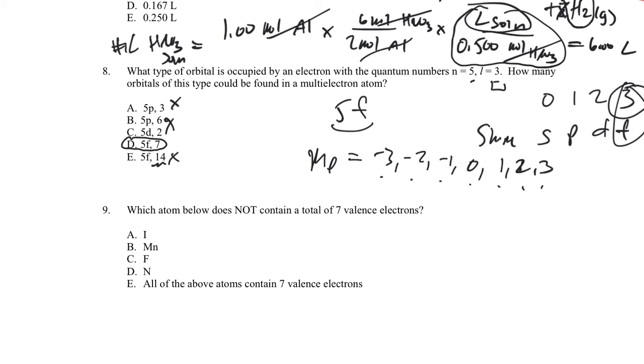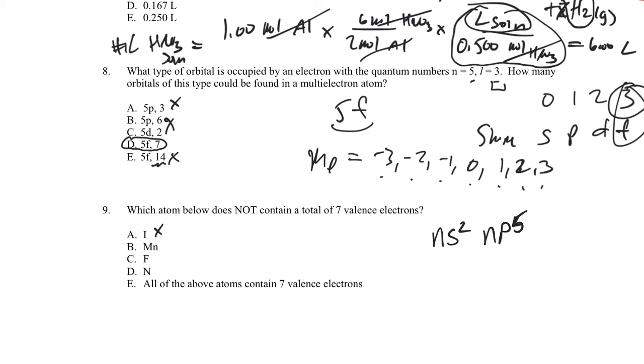Which atom below does not contain a total of 7 valence electrons? Okay, so iodine does, so it's not the answer to the question. Iodine does have 7 valence electrons. All the halogen group does. So the halogen group has an ns2, np5 configuration. Like fluorine is a 2s2, 2p5. Iodine ends up being, what would it be, 3, 4, 5, 6, so like a 6s2, 6p5 configuration.